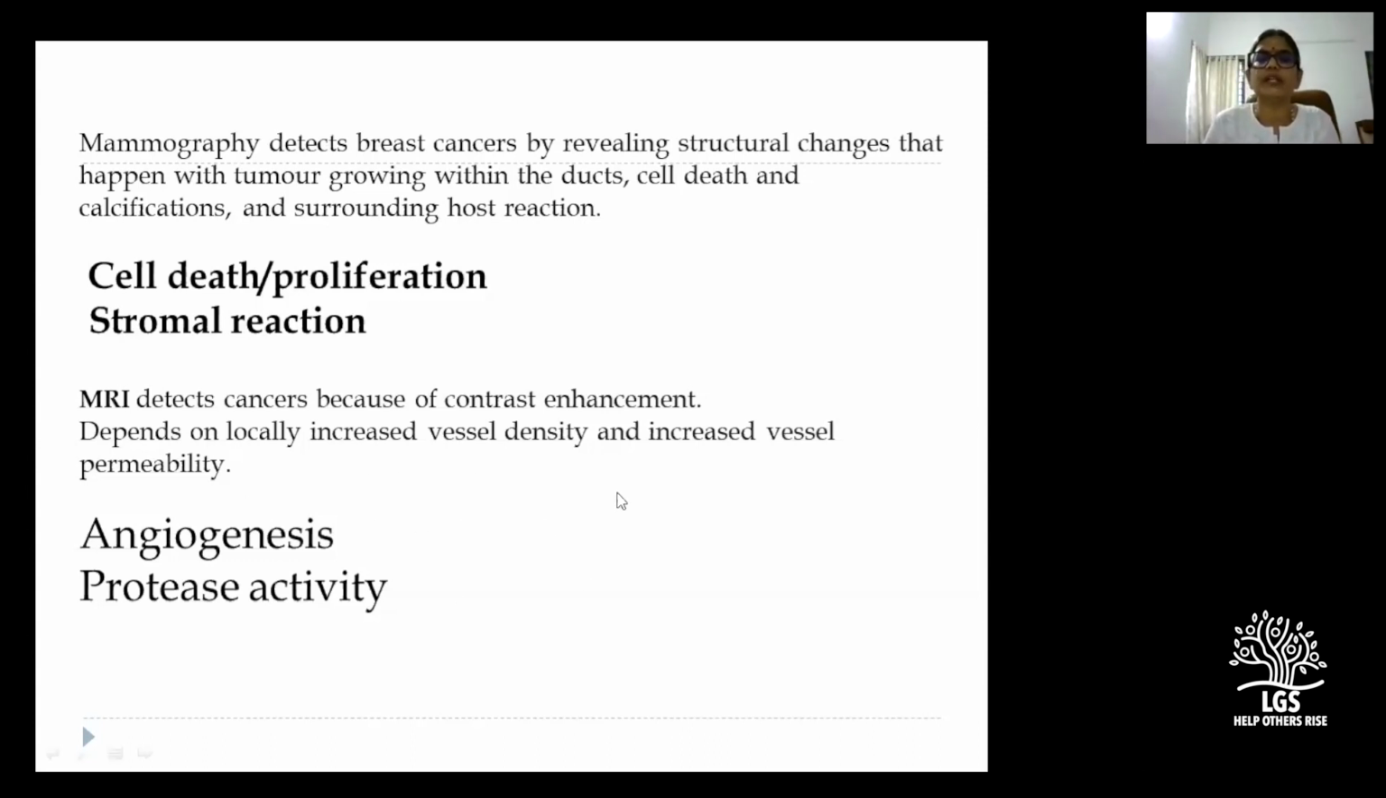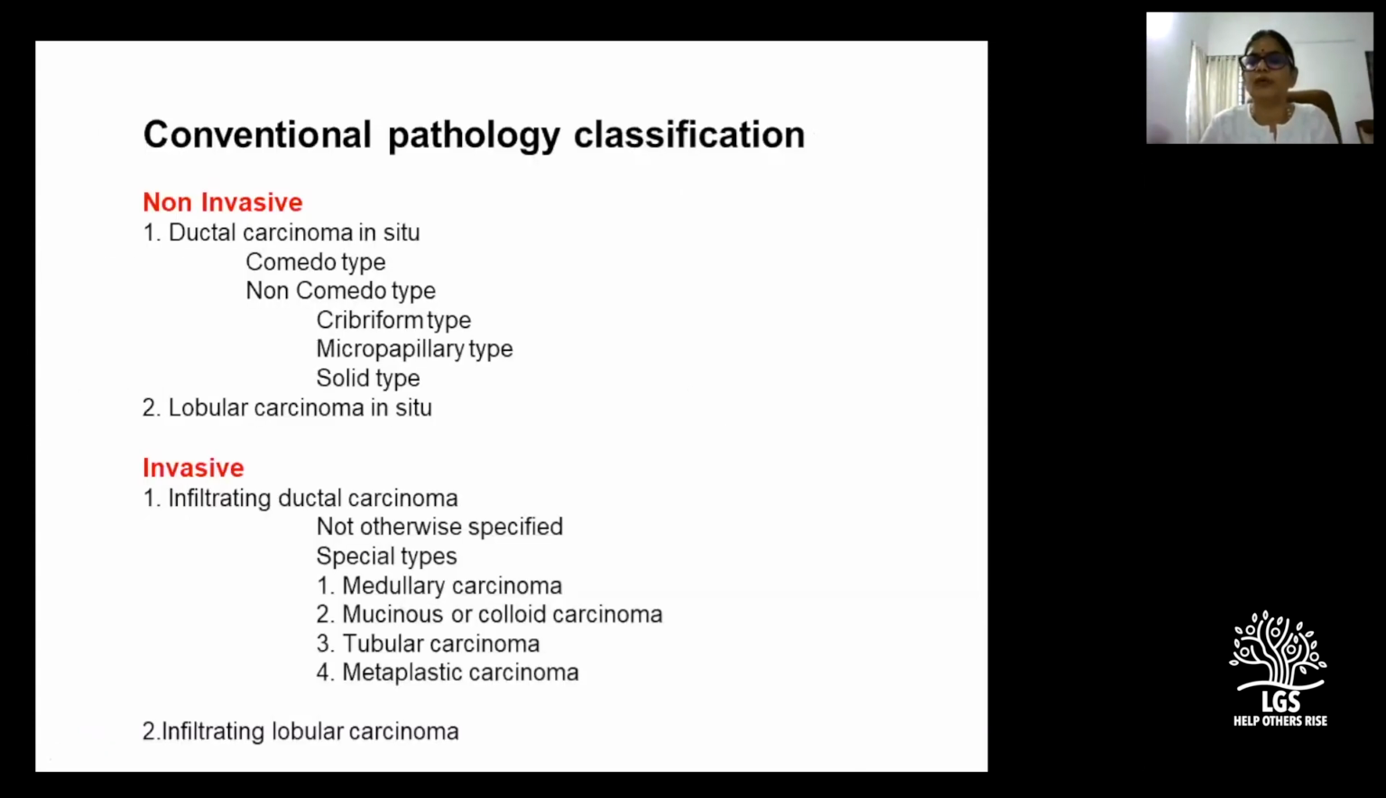And so functionally and morphologically, MRI is all about angiogenesis and protease activity, whereas mammography and ultrasound is all anatomical, centered around cell death, cell proliferation, and the host reaction to the tumor. So this is very important. Once this understanding is clear, then how you perceive and look at the mammograms and how it can contribute to your treatment-related decisions will be clear.